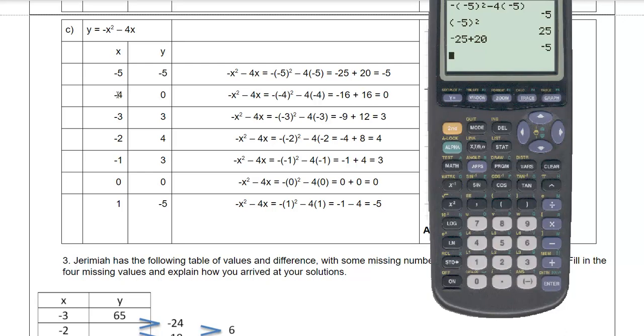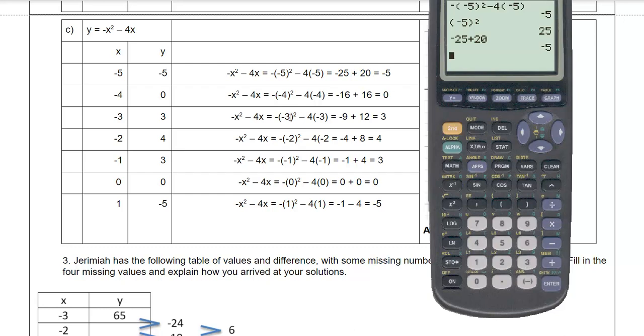So next we do -4. So -4 squared is -4 times -4. That's 16. And remember, this little negative here makes that negative. So it's -16. And -4 times -4 in the end here after the square is plus 16. So we have -16 plus 16. They're opposites. They add to 0. So that y value is 0.